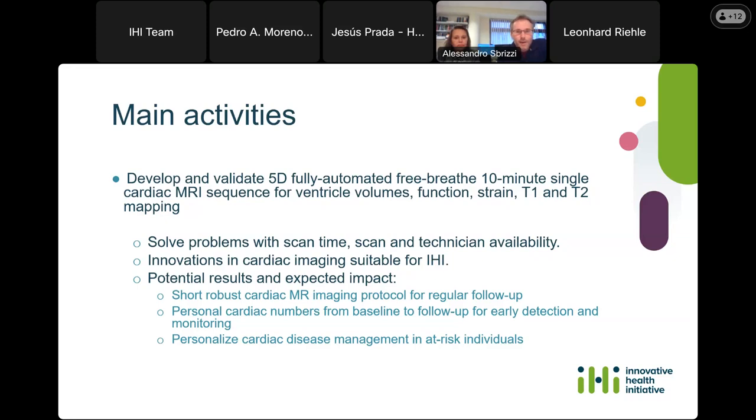And of course, the impact you can imagine, having a short, robust protocol that can be used for regular follow-up or for longitudinal monitoring. So, based on changes in values between baseline and follow-up measurement, something that you can really rely upon given this quantitative approach. The idea is, of course, to personalize this, especially in high-risk individuals. Next slide.